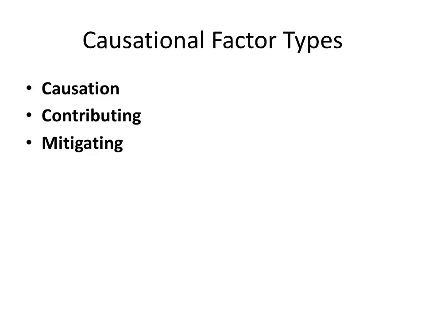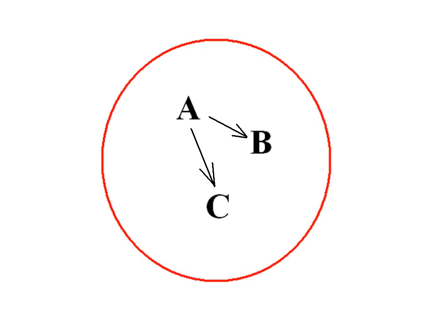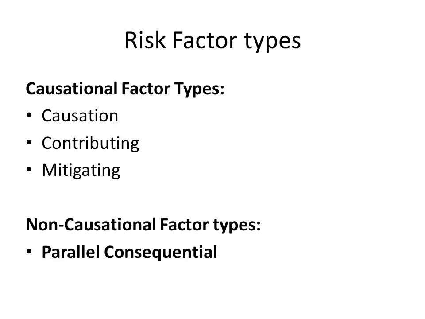Now, what about the other associations that do not influence the outcome? Those associations that are not causal. We already saw this diagram, and we call this parallel consequential. C is associated with B, but there is no causal link. So now we have 3 causal factors and 1 non-causal factor.